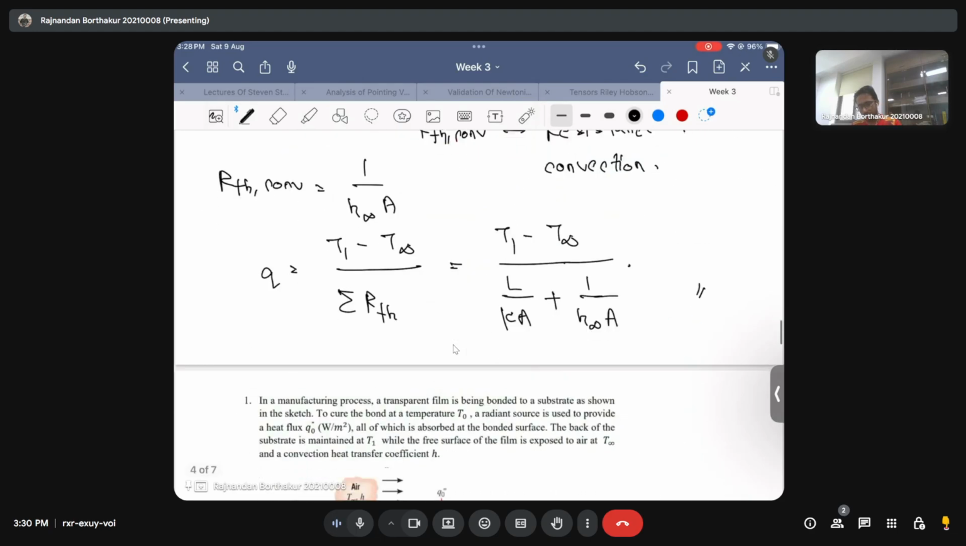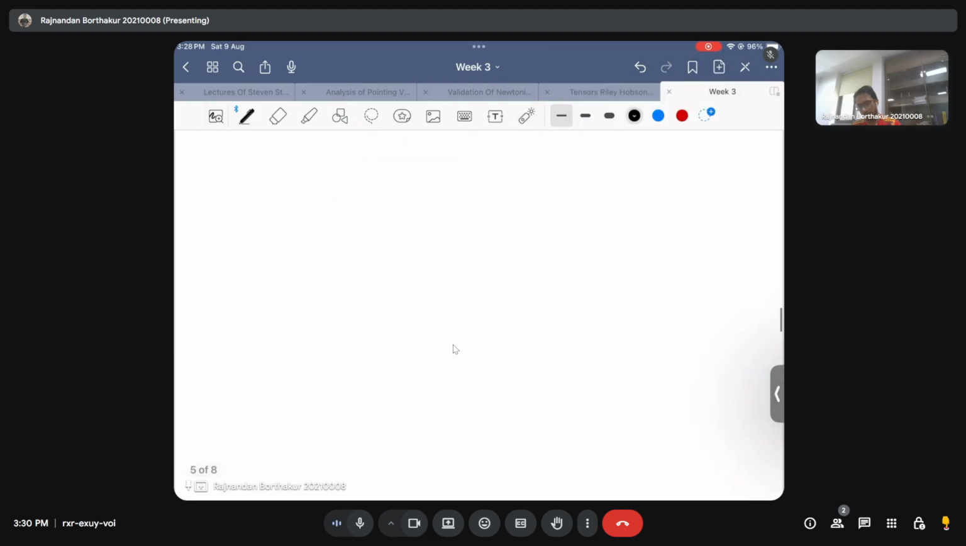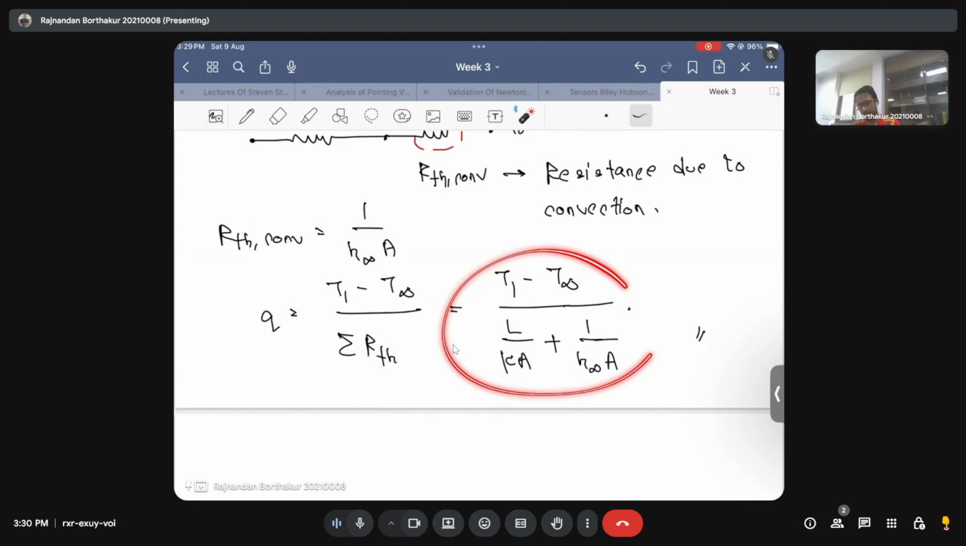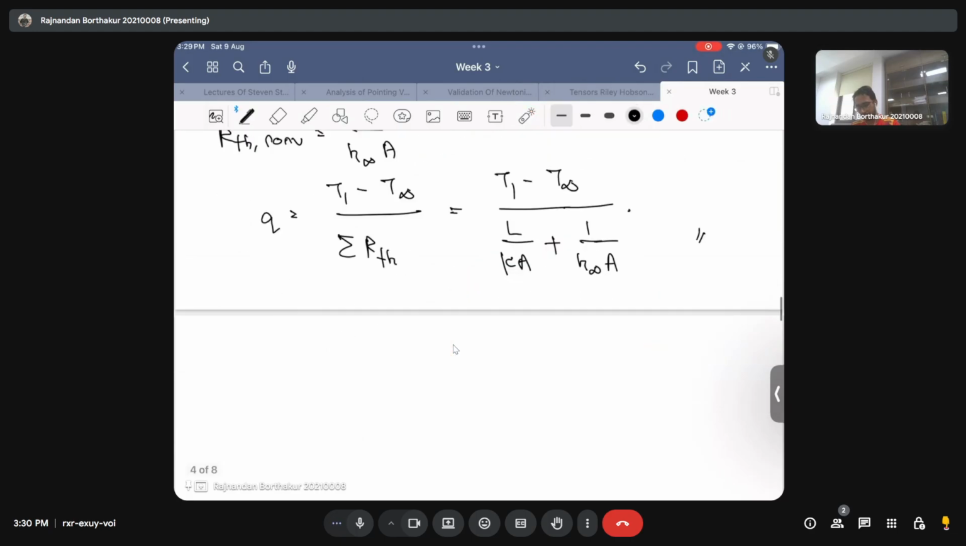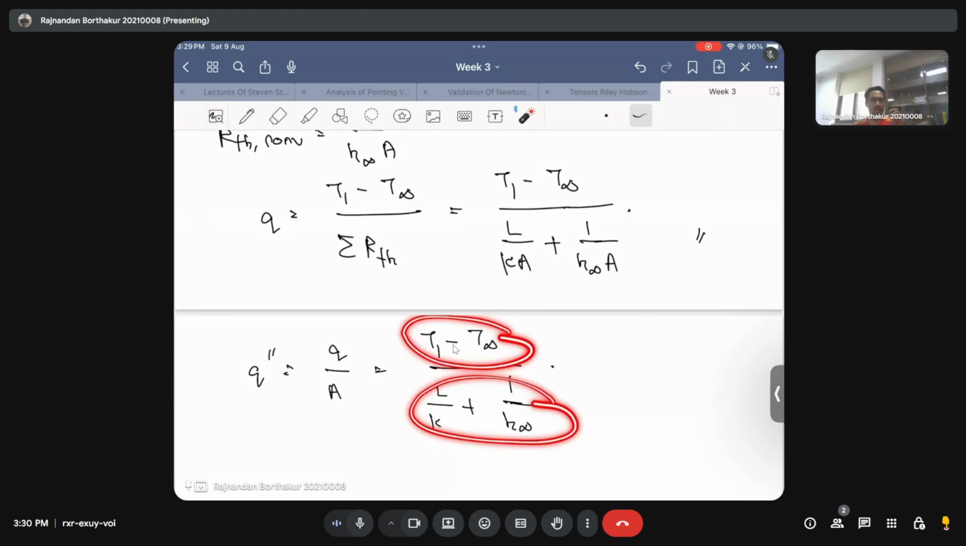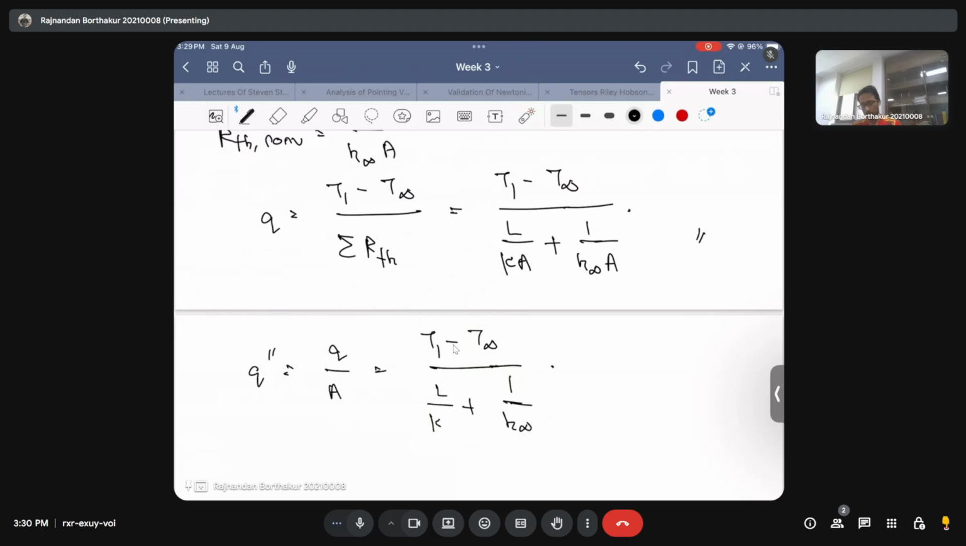If you divide this by area, then you will get your heat flux. So your heat flux is basically Q by A, and then it will be just T1 minus T infinity divided by L by k plus 1 by h infinity. It is just Q divided by area. So you can calculate the rate of heat transfer or the flux just by knowing the material properties, the dimensions, and the temperatures at the extreme nodes of your resistance network. That's the reason why this method is useful.